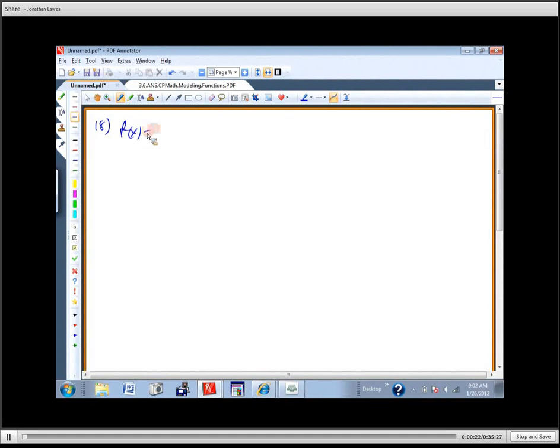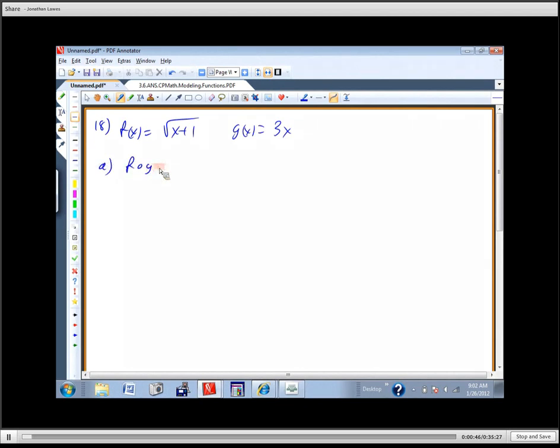So on 18, it's f of x equals square root of x plus 1, and g of x equals 3x. And what part of that was the trouble? Just kind of figuring out how that really works. I don't really know very well. Okay, let's do this one. Let's do part A, f.